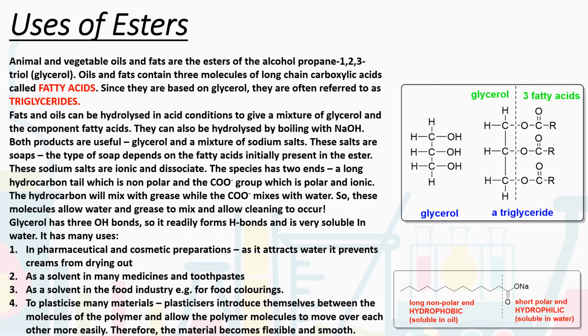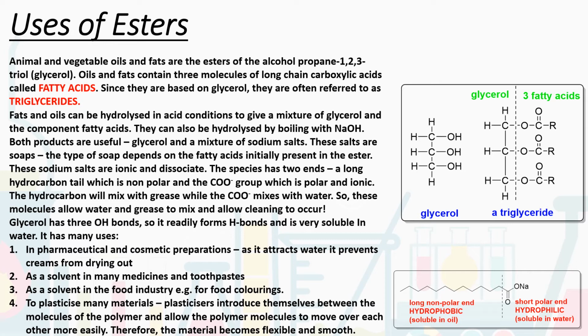So essentially, we've taken the reaction we've just seen, a carboxylic acid and an alcohol coming together to make an ester. But when we have it with glycerol and essentially three carboxylic acids, 3 of these fatty acids, this creates a triglyceride. Now, the same kind of reactivity we saw, we can do that reaction to form the ester, and we can hydrolyze our esters to get back to the carboxylic acid and the alcohol. So fats and oils can be hydrolyzed in acid conditions to give back the mixture of glycerol and the component fatty acids. We can also hydrolyze them by boiling with sodium hydroxide.